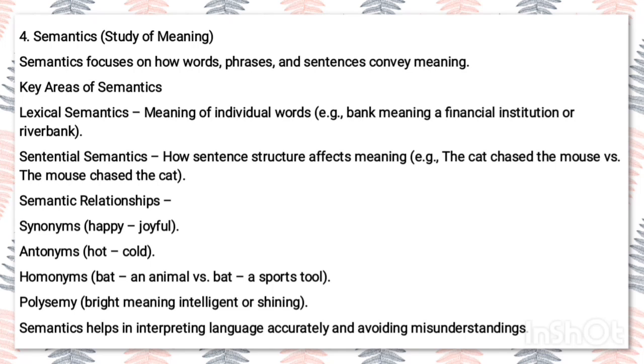Semantics is concerned with how language conveys meaning. It helps us understand the meanings of words, phrases, and sentences. First one is lexical semantics. It deals with the meanings of individual words. For example, the word bank can refer to a financial institution or the side of a river.